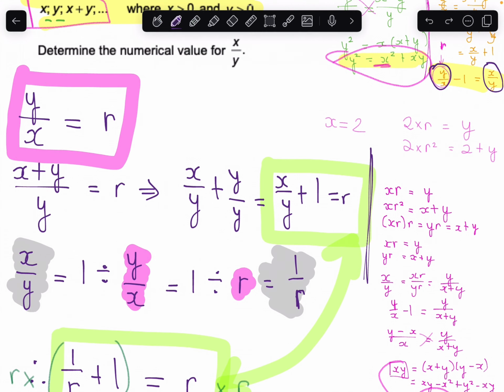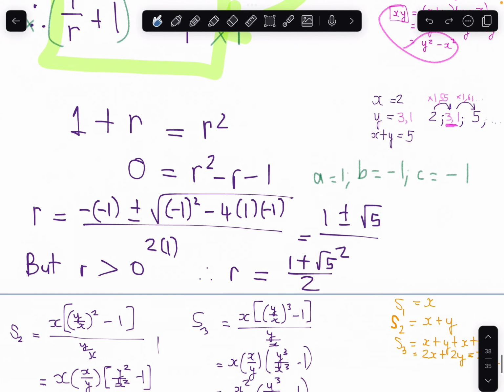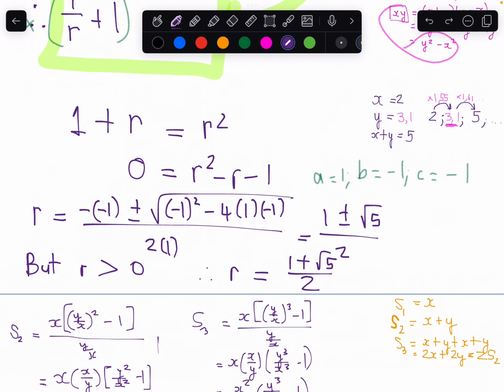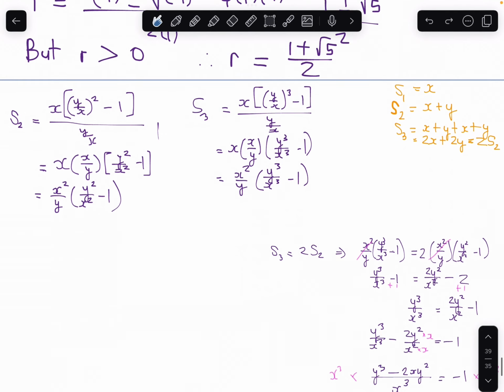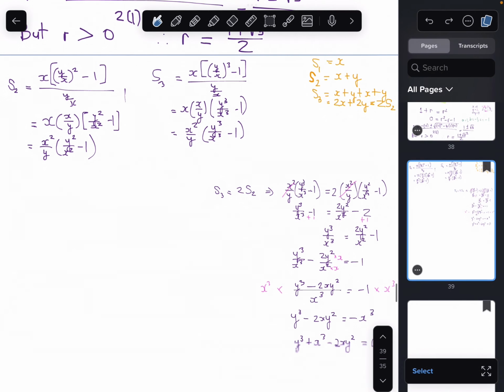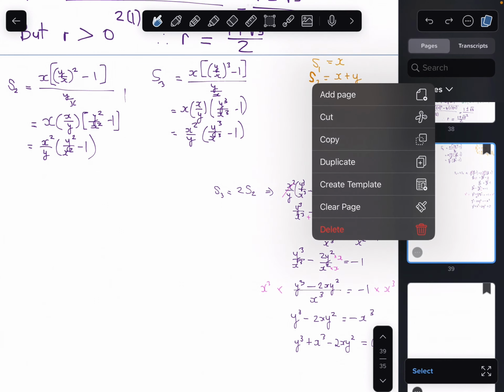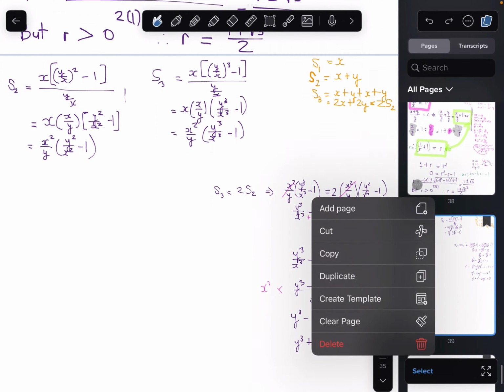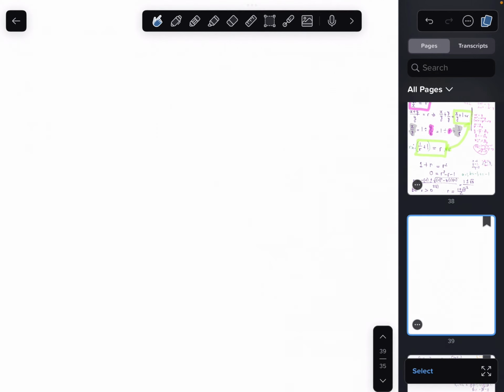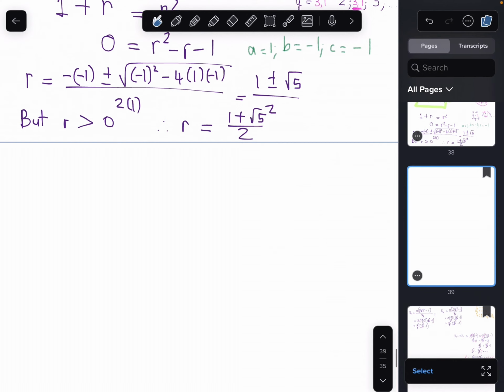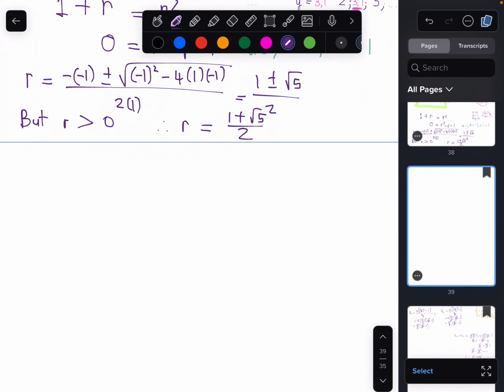Okay, so we now know that... maybe... what shall we do here? Maybe let's just add another page in between here. Can I do that? Oh, I can do it here. Yes, perfect. Right, so we know that y over x is equal to that.